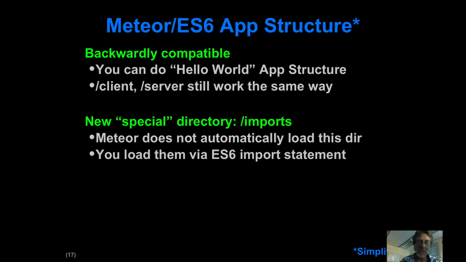So what they did was they said, okay, well, we'll add one new special directory called /imports. And if you had an old system that had a /imports directory, you're out of luck, man. Your system's going to break, and you're going to have to rename that directory or something. So that's now a new one. And the idea there is that any files in there don't get loaded automatically by Meteor, and instead you're supposed to explicitly import them where you need them.